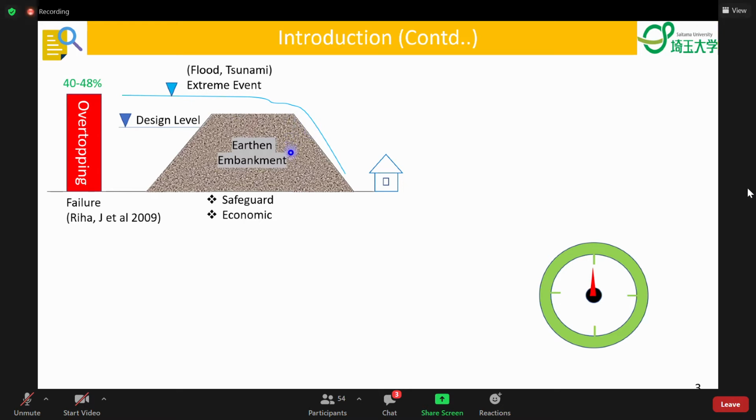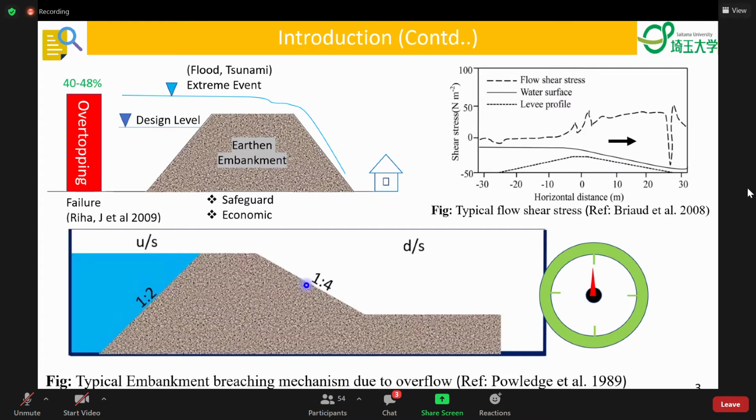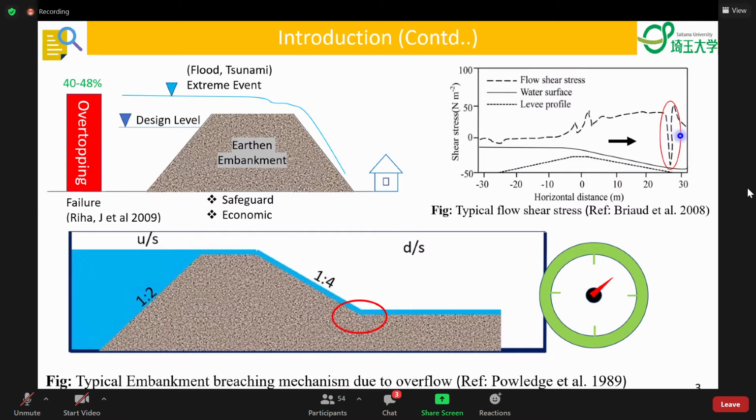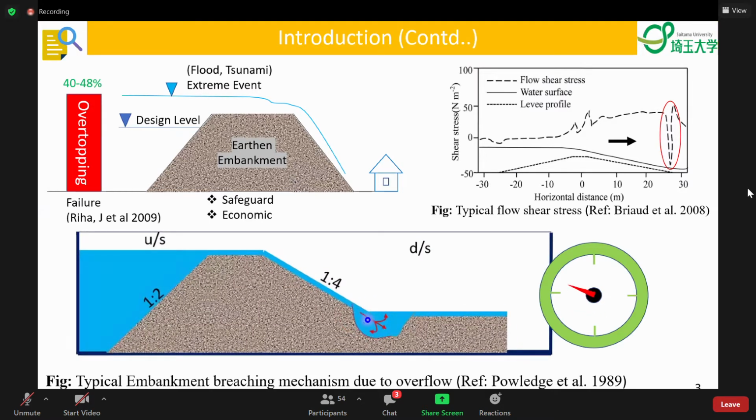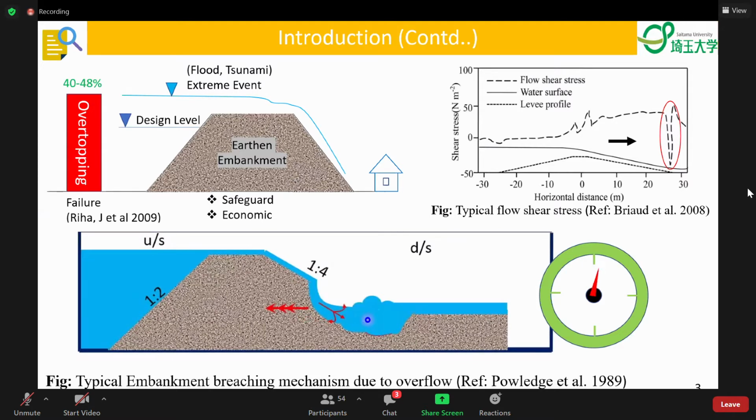is expected. During an overtopping flow event, at the downstream of the embankment, large flow shear stress develops. This causes a scour at the toe, having a steep face, called head cut, which starts to migrate with time until complete breaching of the embankment takes place.